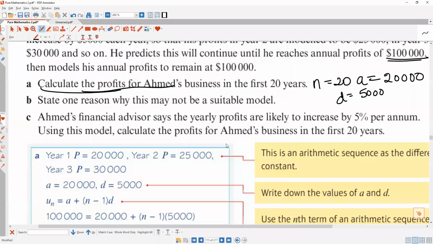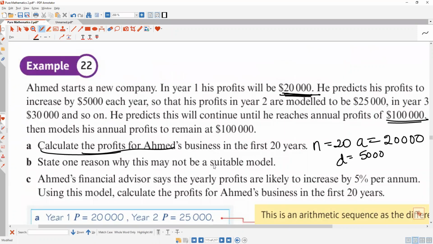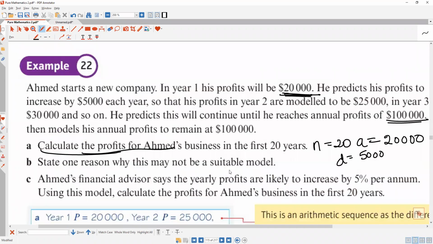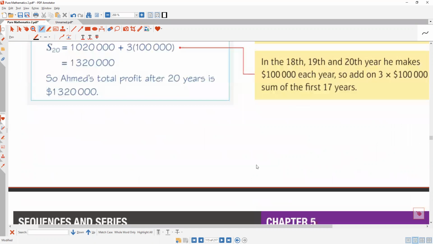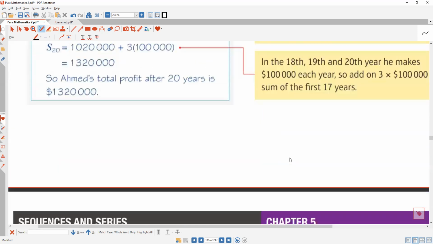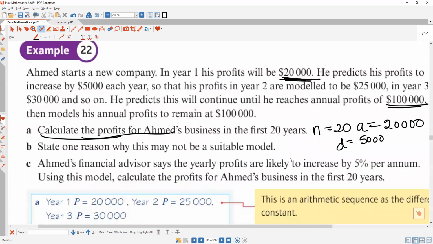Now, state one reason why this may not be a suitable model. Tell me why the model is not suitable. Here we are using an arithmetic sequence, and the assumption is that every year 5,000 is going to increase, but they are asking why this model is not suitable. Yeah, because the profit is not always constant every year. Correct. So what do the marks say in the answer? It is unlikely that Ahmed's profit will increase by exactly the same amount each year. It could be corona, who knows.